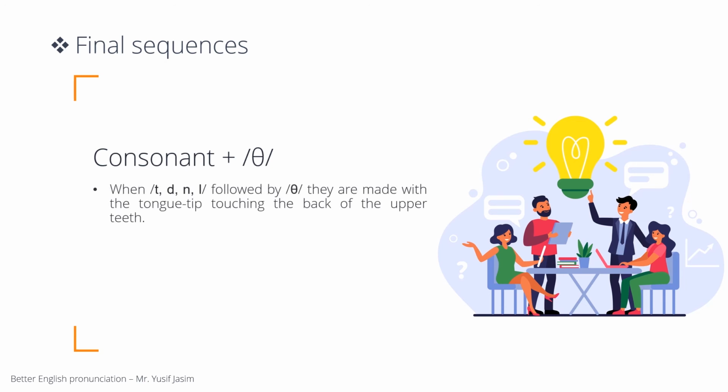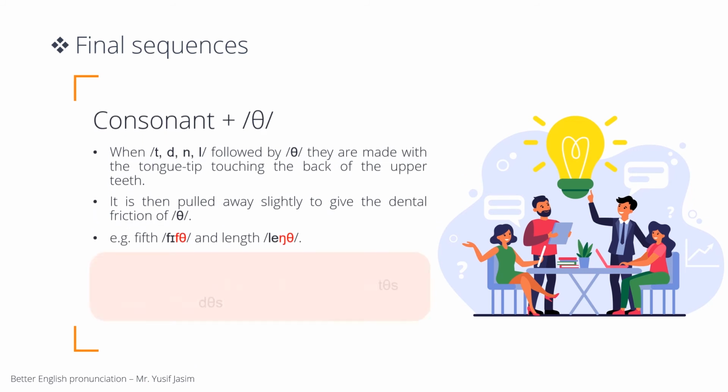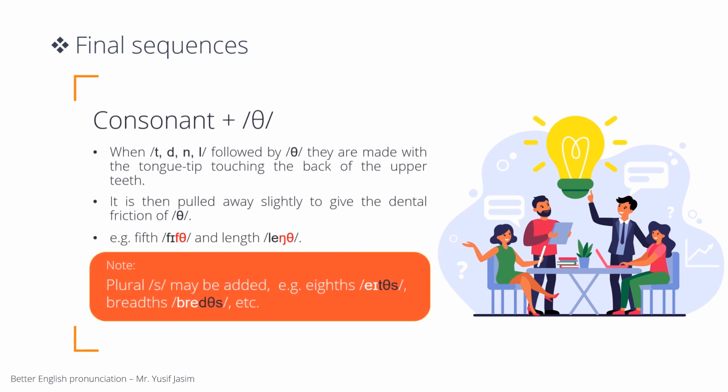Normally, t, d, n, and l are made with the tongue tip on the alveolar ridge, but when followed by th, they are made with the tongue tip touching the back of the upper teeth. It's then pulled away slightly to give the dental friction of th. In the words fifth and length, the tongue tip is placed in position for th during the previous consonant, so that there is no gap between them. All of these words may have then a plural s added, giving eighths, breadths, etc.